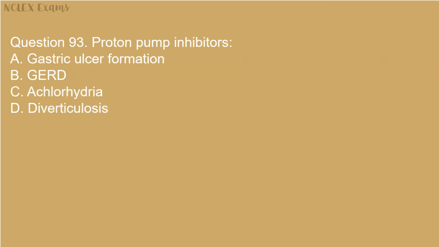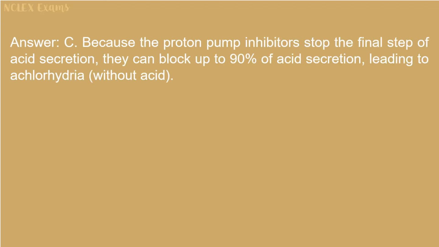Question 93. Proton pump inhibitors can lead to: A. Gastric ulcer formation. B. Gout. C. Achlorhydria. D. Diverticulosis. Answer C. Because the proton pump inhibitors stop the final step of acid secretion, they can block up to 90% of acid secretion, leading to achlorhydria, without acid.